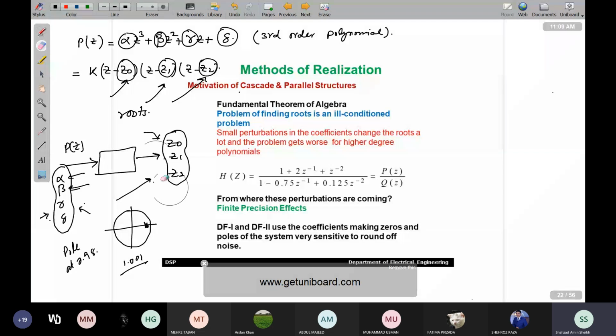The important ones are cascade structures and parallel structures, and we are looking towards the motivation for why we are interested in using the cascade and parallel structures, and for that we would be visiting the fundamental theorem of algebra. And what does it talk about? What does the fundamental theorem of algebra talk about, and what's the main topic of it? Well, it talks about roots of the polynomial.